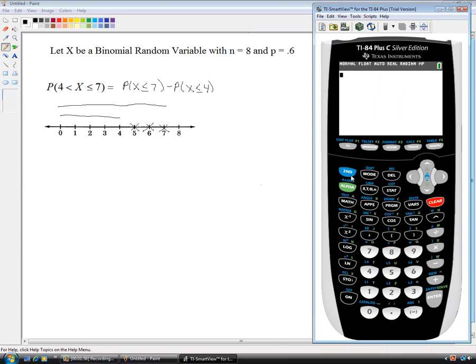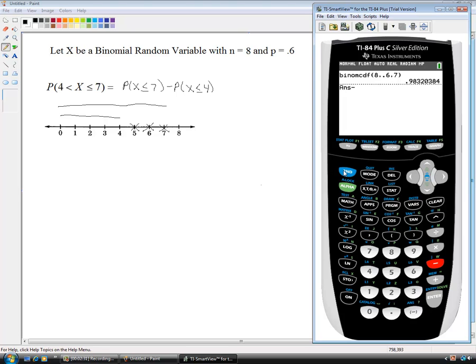Now let's clear these out. Second vars. Alright, we need the CDF function. The number of trials this time is 8. P is the same. Our first value is going to be the number 7. So this is the probability that it's 7 or less. Now we want to subtract off the probability that it's 4 or less, because we don't need 4, 3, 2, 1, or 0. So we'll subtract that off.